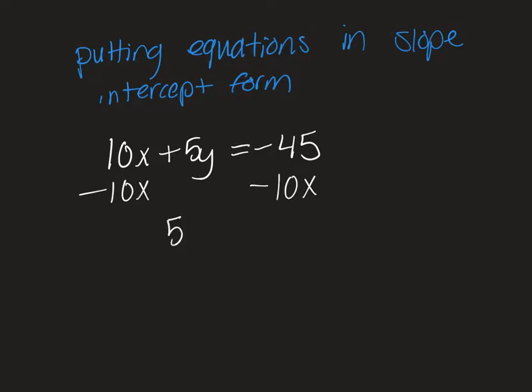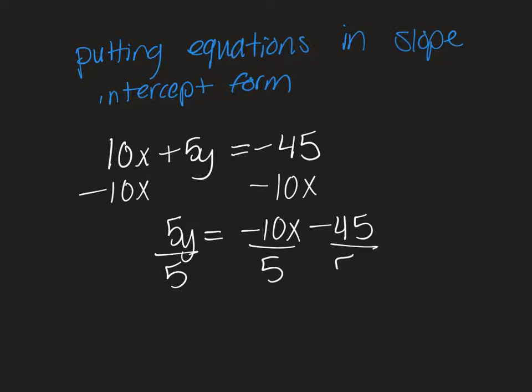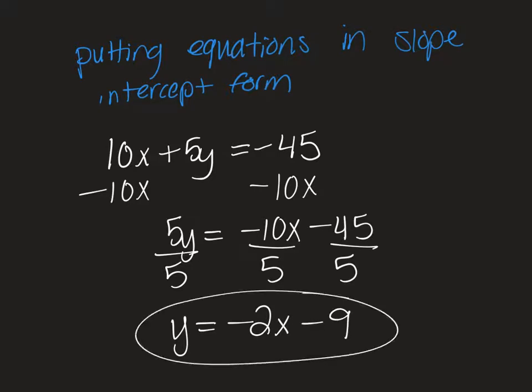So then we get 5y equals negative 10x minus 45. Then we would divide everything by 5. So that means our equation would be y equals negative 2x minus 9. And that's our equation in slope-intercept form. So then, on the quiz tomorrow, I'll have you do this, and then you're going to graph the equation that you get.